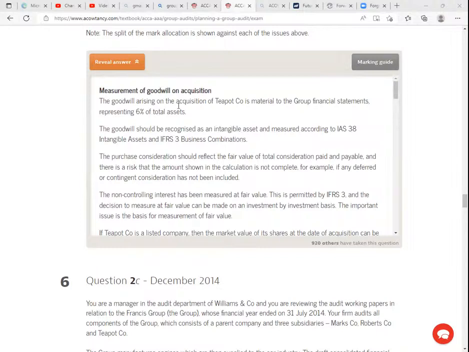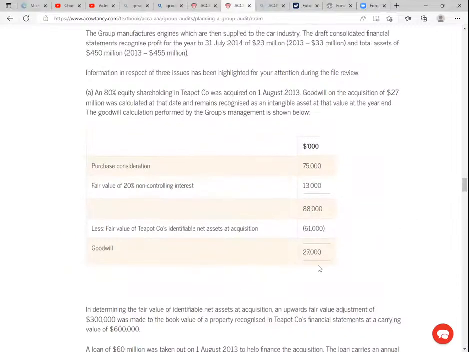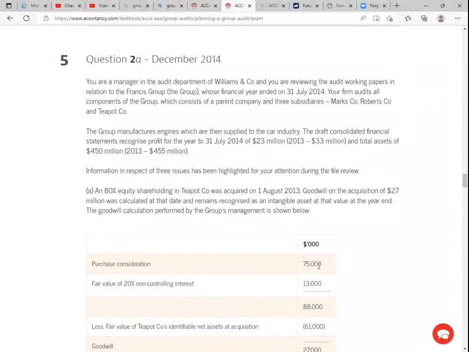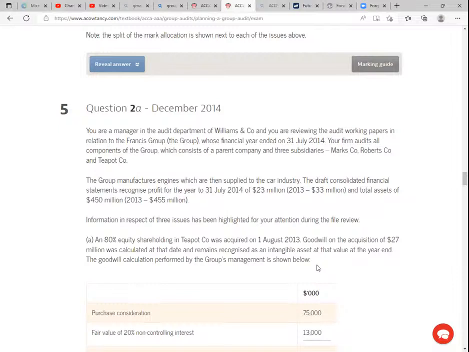Measurement of goodwill on acquisition. The goodwill arising on acquisition of Teapot Company is material to the group financial statements, representing 6% of the total assets. Could you kindly try recalculating that 27,000? This 27,000 divided by the group assets. The 2014 group assets were what here? 450 million, right? So what is 27 divided by 450 times 100? What are we getting there? Yeah, 6%, isn't it? So it's material.